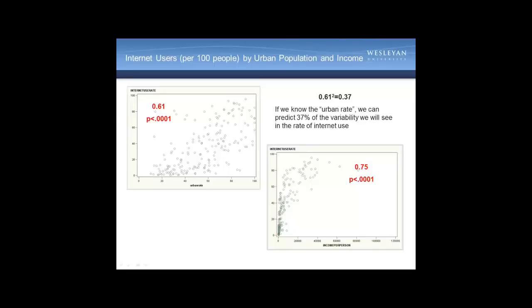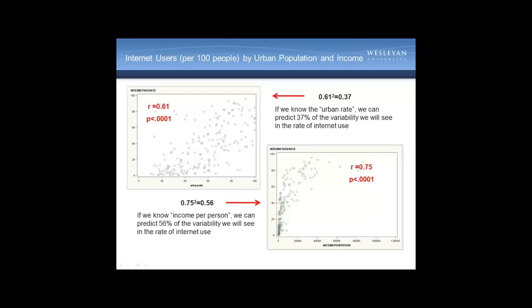This could also be interpreted the following way. If we know the urban rate, we can predict 37% of the variability we will see in the rate of internet use. Of course, that also means that 63% of the variability is unaccounted for. If we square the correlation coefficient for income per person and internet use rate, we get a value of 0.56, suggesting that if we know income per person, we can predict 56% of the variability that we will see in the rate of internet use, which is a little bit more impressive. That is, we can predict over half the variability.